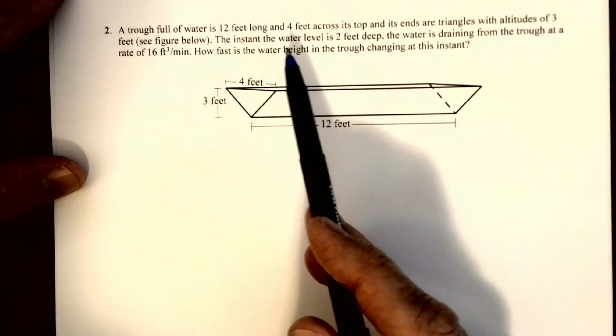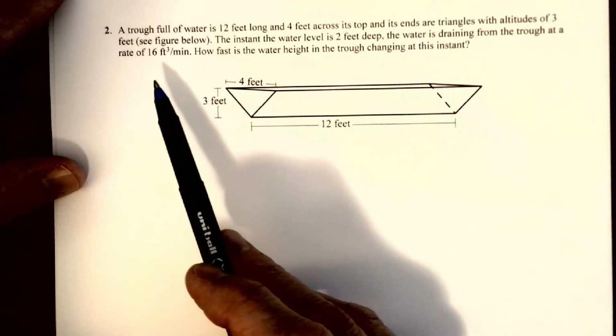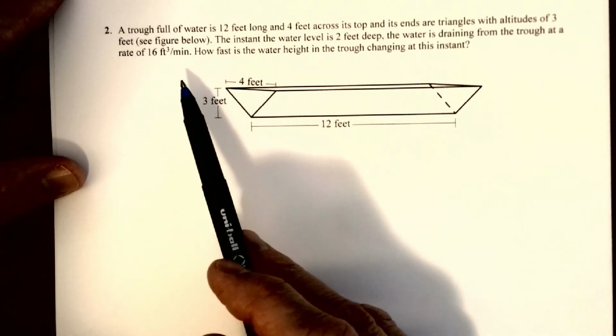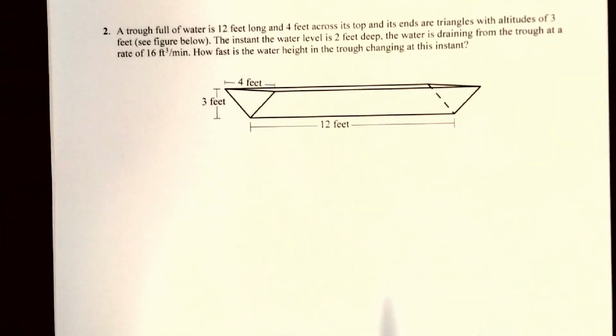So at the instant the water level is 2 feet deep, the water is draining from the trough at a rate of 16 cubic feet per minute. How fast is the water height in the trough changing at this instant?